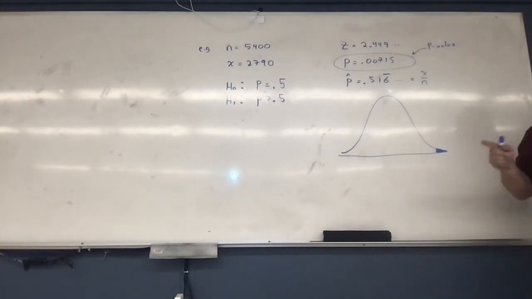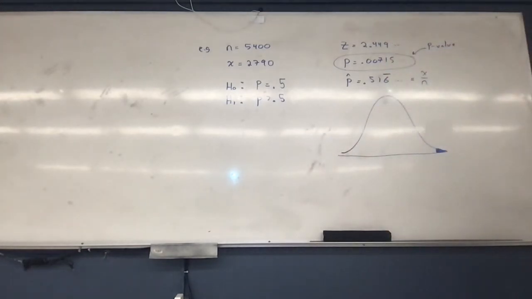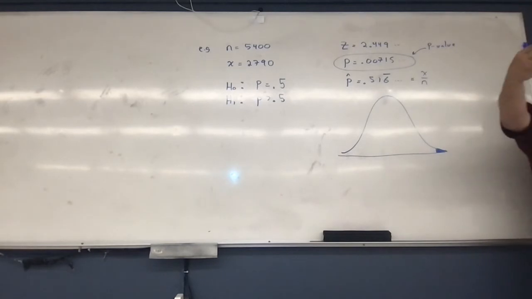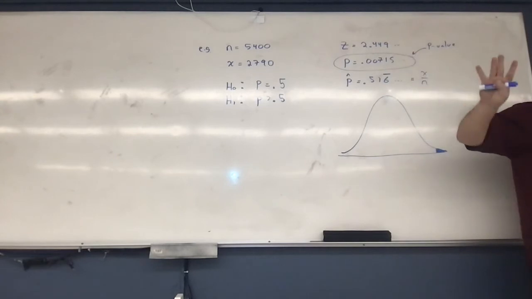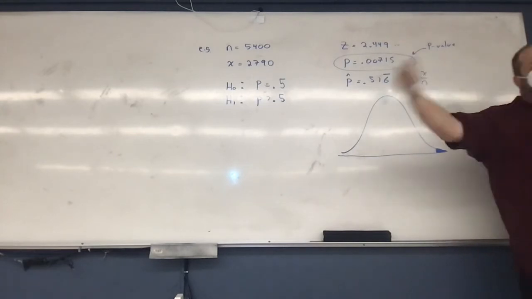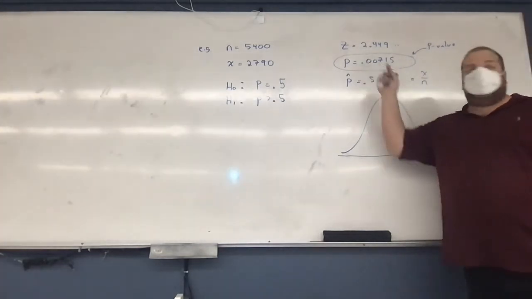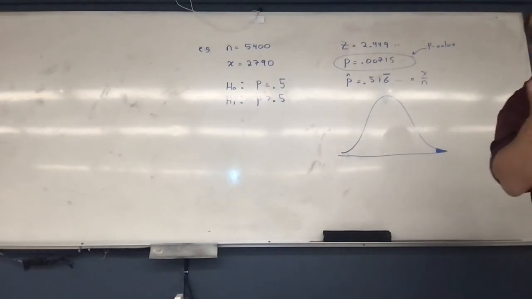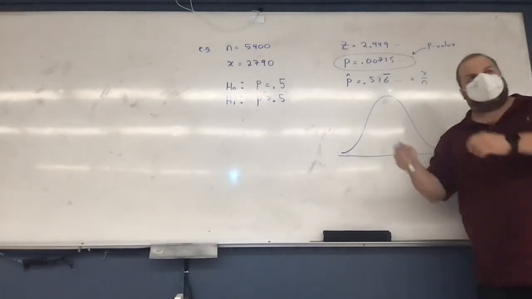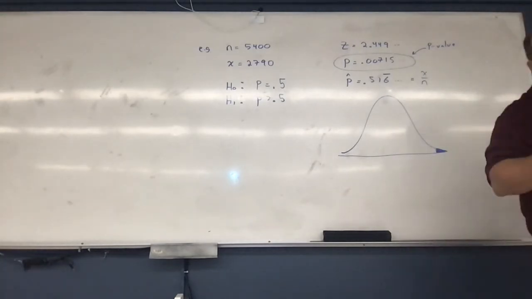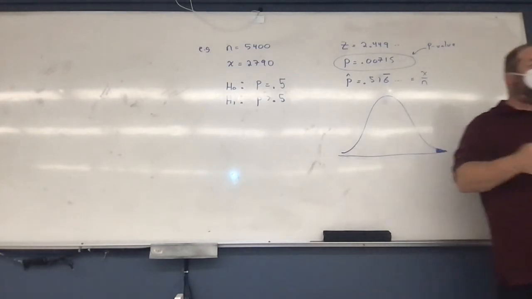Just like for confidence intervals, what was our default confidence? If they didn't tell us, 95% confidence interval from here to here. Now it's the outside part. Our default is 5%, whether it's one-sided or two-sided. If our p-value is less than 5%, and of course, if the problem says use a different number, use the number that they give you. But if our p-value is small, we reject the null hypothesis in favor of the alternative.